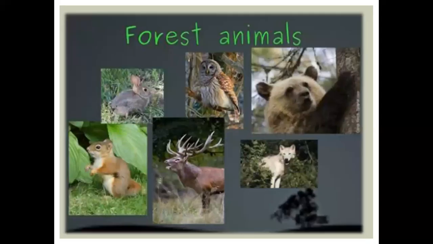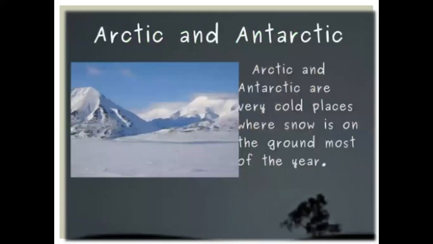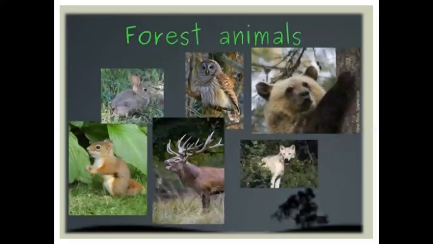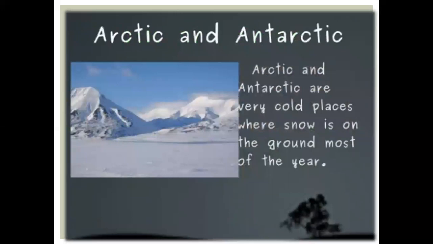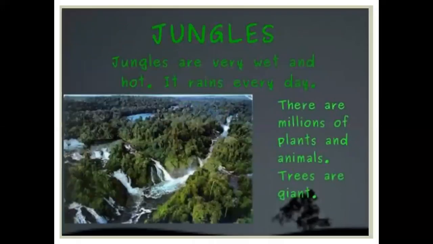Then we have forest animals. In the forest, we have rabbit, squirrel, fox, panda, owl. All these are forest animals. Then we are going to talk about the Arctic and Antarctic. They are very cold places where snow is on the ground most of the year, which means it is a cold place. Animals that have fur on their bodies can live in the cold areas.